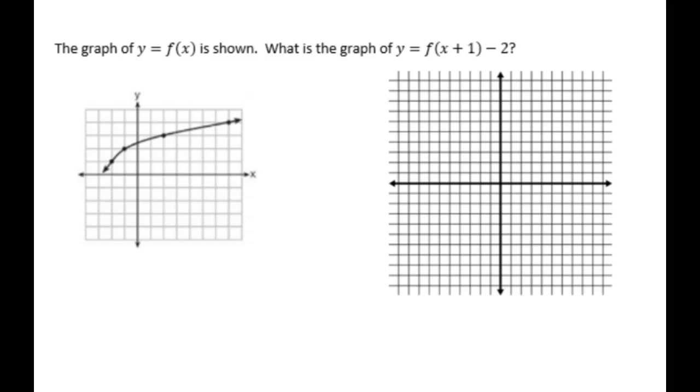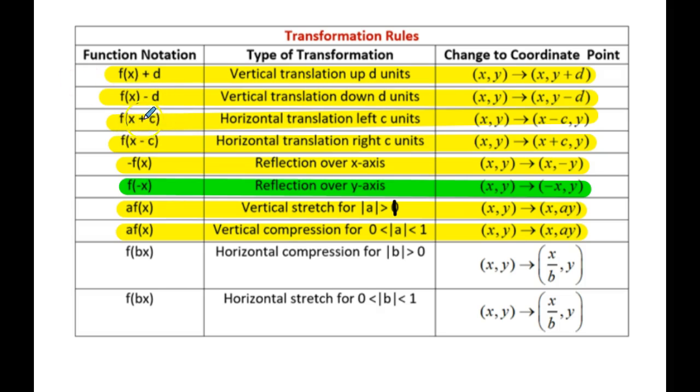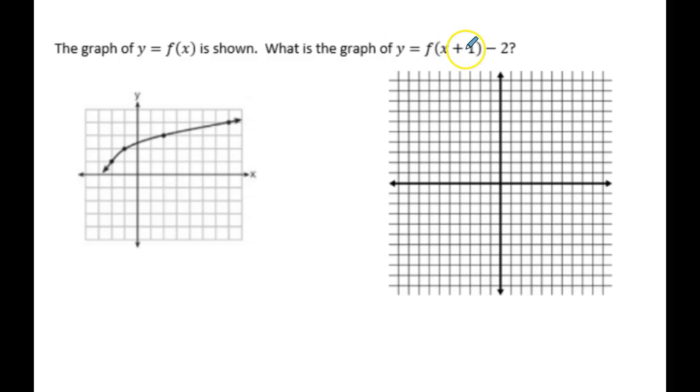Now to the last example, the graph of y equals f(x) is shown. What is the graph of y equals f(x + 1) - 2? So this notation, if we have plus 1 within the function, looking back at our notation, we have plus a value within our function that is a horizontal translation to the left. So we're going to move each point 1 unit to the left and then 2 units down.